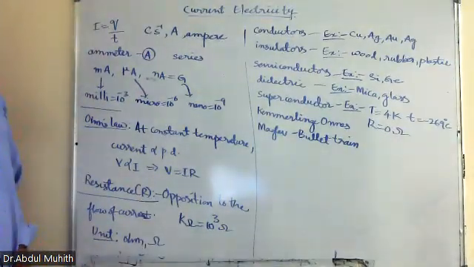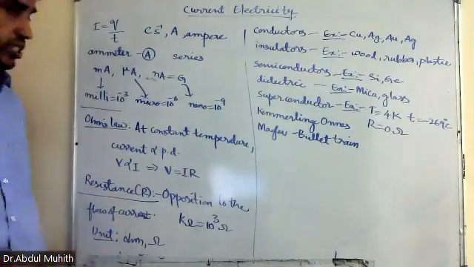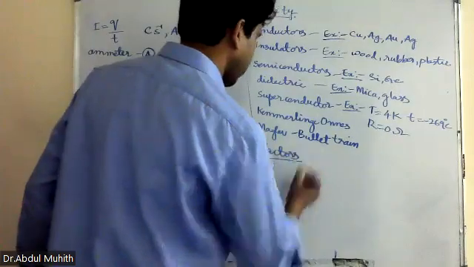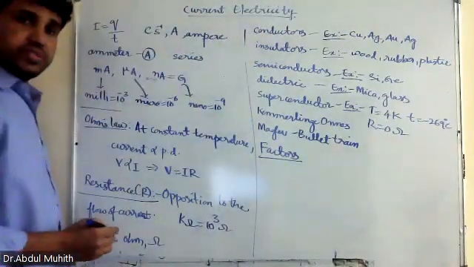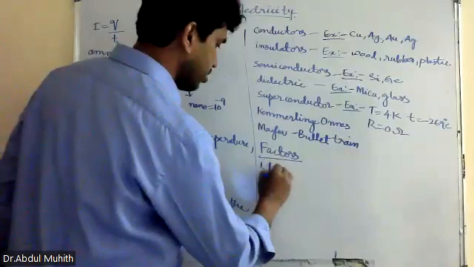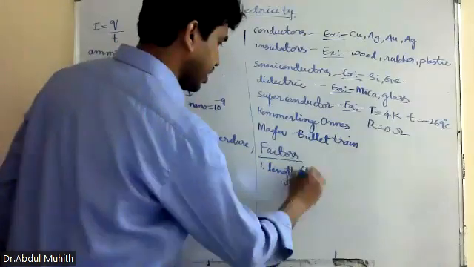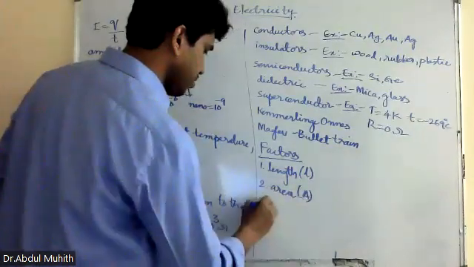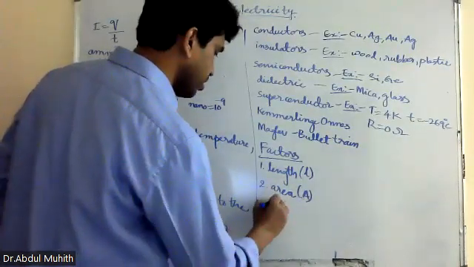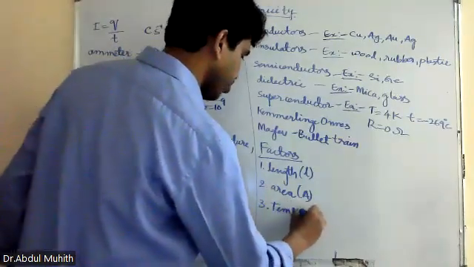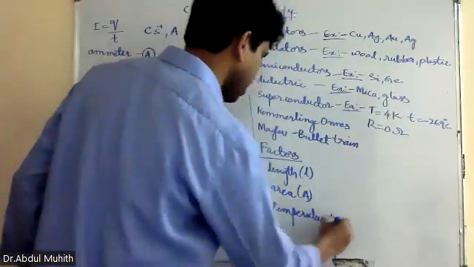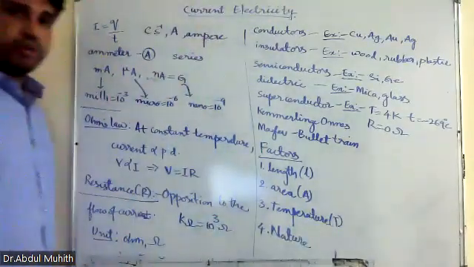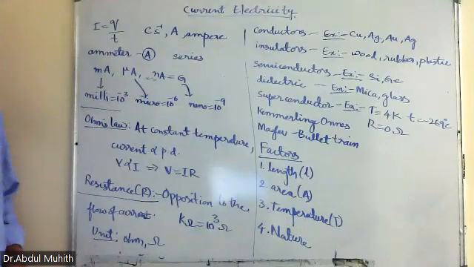Next is about conductivity. First, we'll discuss the factors affecting the resistance. What are the factors which are affecting the resistance? First, it depends on the length. Second, it depends on the cross section area. Third, it depends on the temperature. Fourth, the material or nature of the material. So these are the four factors on which the resistance depends.